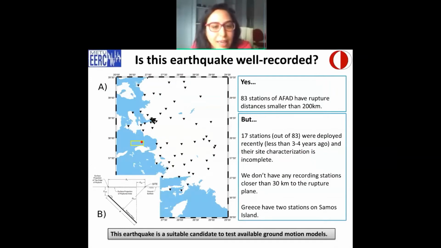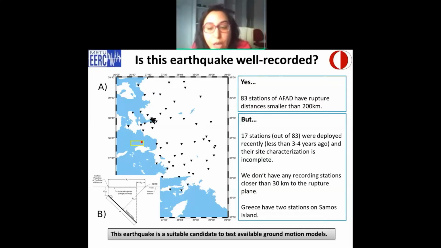On the screen you are seeing the strong motion stations of Turkey with black rectangles, and you see the approximate rough rupture plane with the yellow rectangle, and the epicenter is the red dot. So we can say that the earthquake is well recorded because there are 83 AFAD stations that have rupture distances smaller than 200 kilometers. This is not a bad number.